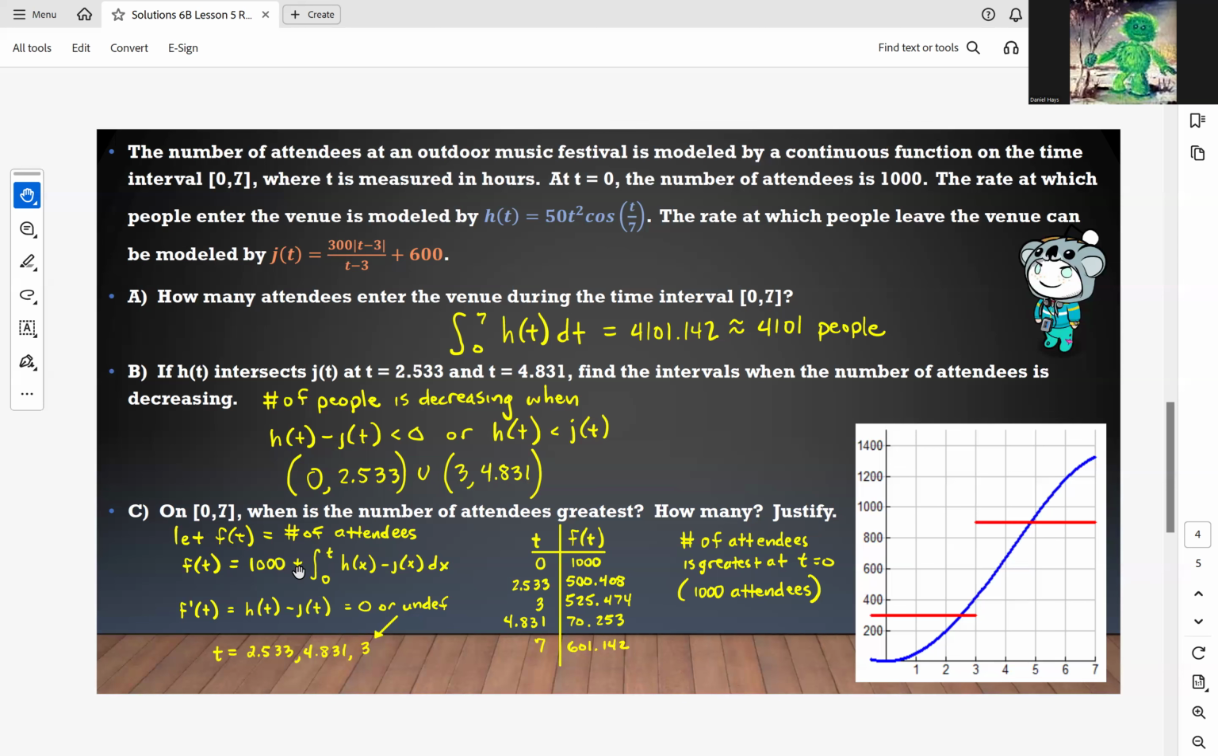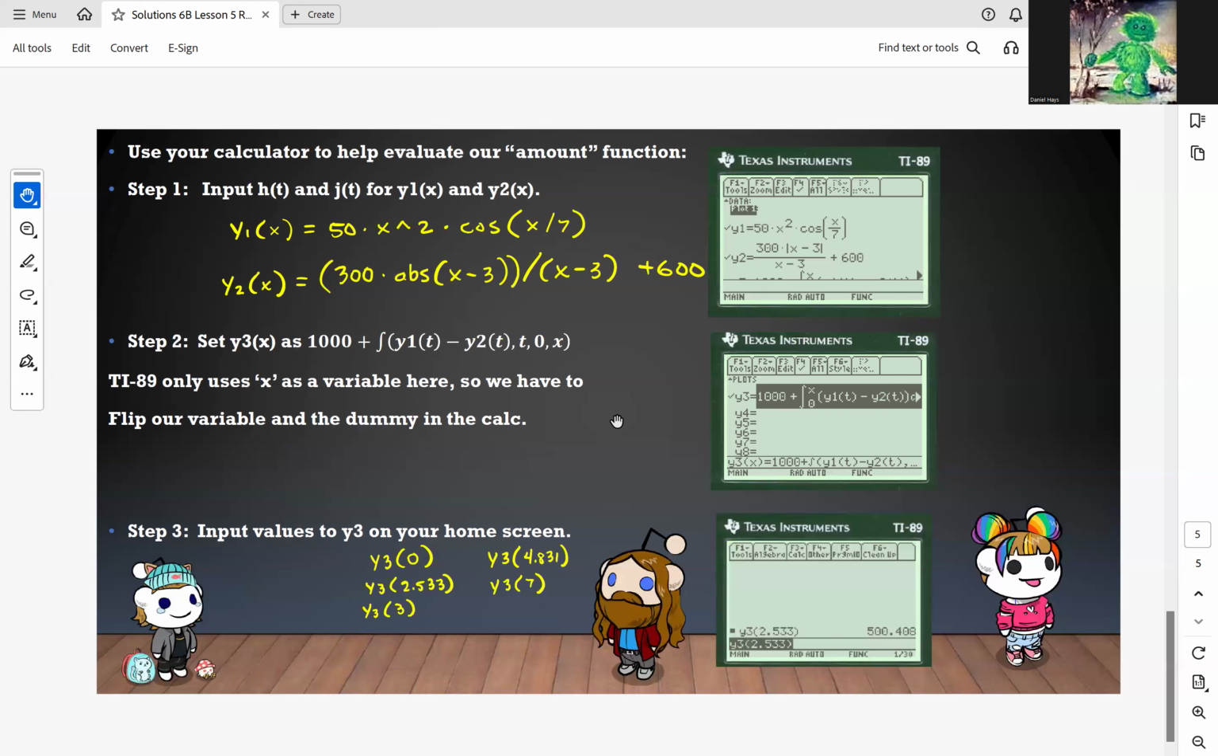Now, this presentation is going to show how to do it with the TI-89, but it could be done on the 84 as well. So yeah, here we see the steps. We see some screenshots from the calculator. We're going to firstly input both of the rate functions. The rate in I put in Y1, the rate out I put in Y2.